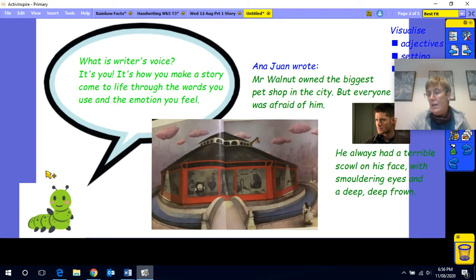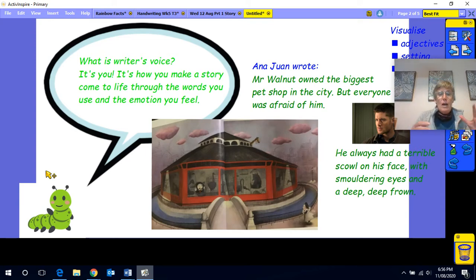In our story, The Pet Shop Revolution, so hopefully you've had a bit of a listen to this story read on YouTube, Ana Juan, who is the author of that story, wrote on the first page, Mr. Walnut owned the biggest pet shop in the city, but everyone was afraid of him. Now, straight away in those first two sentences, I get a picture of our character, Mr. Walnut, and I have an image of a walnut that you eat.